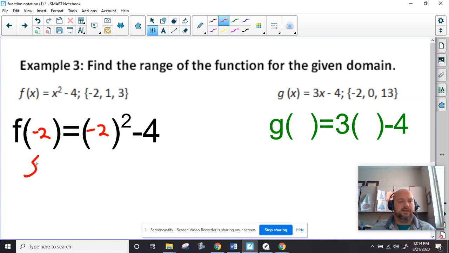Now, I know I'm going to write stuff in braces, and you don't have to really worry about that because you're not going to be writing anything unless you're writing notes. So negative 2 squared minus 4. All right, we get 0. Yep. All right, so I've marked that one out because I've got it done.